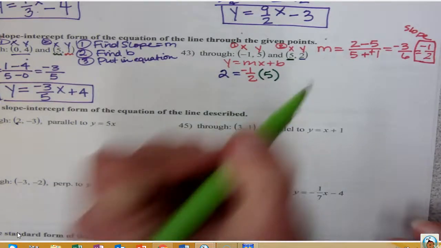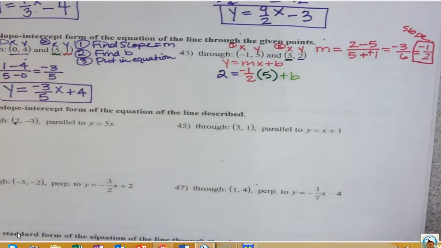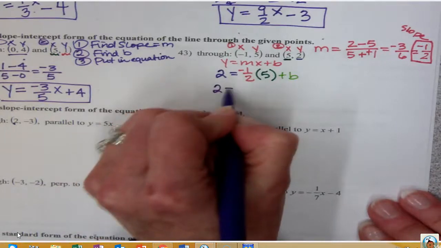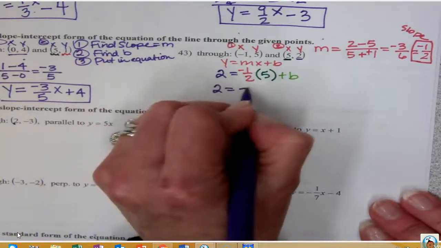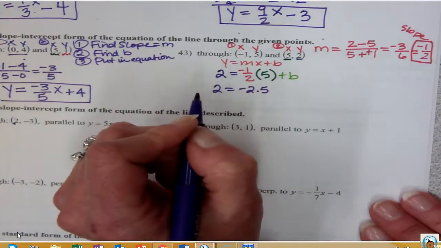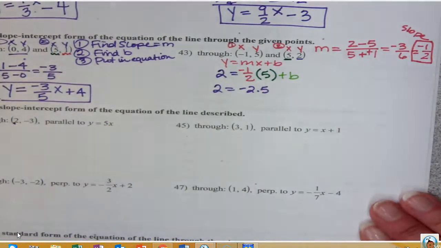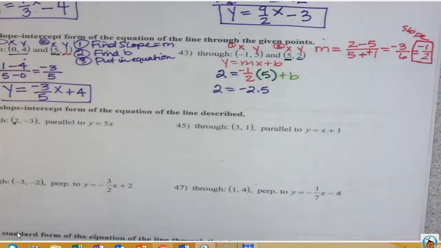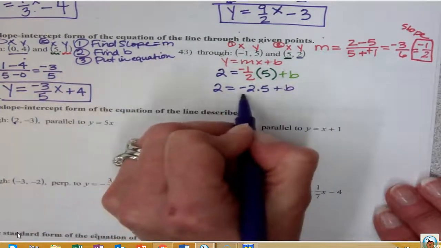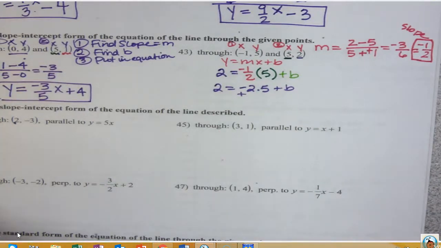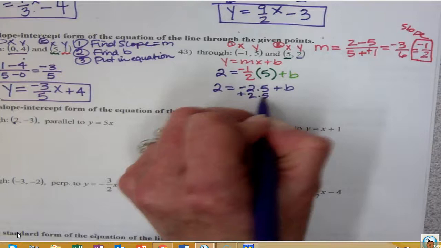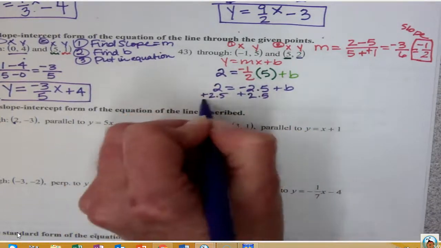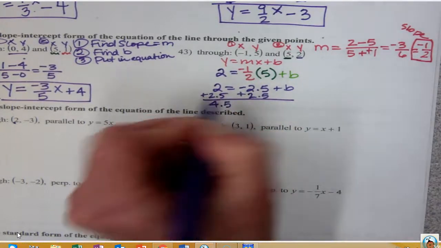So I get 2 equals negative 1/2 times 5, which is going to give me negative 2.5. Is that right? Let me make sure that I'm getting that right. Negative 2.5 and then plus b. Well, let's see. Let's just figure it out. Now I'm going to add. I don't think that that's right. I think I did something wrong. Oh, yeah. No, I didn't. Hold on. Yeah, that's right. So I'm going to add 2.5 to both sides. And I get 4.5 equals b.